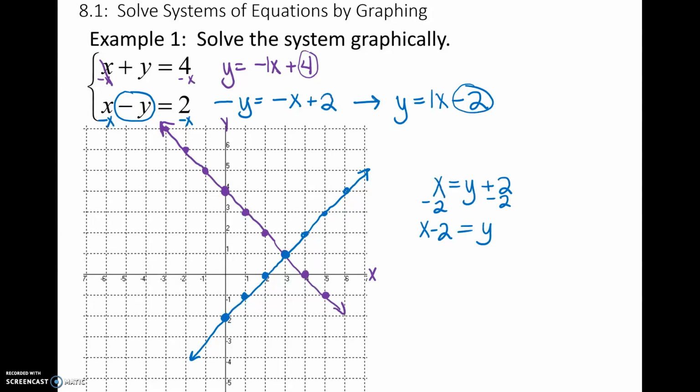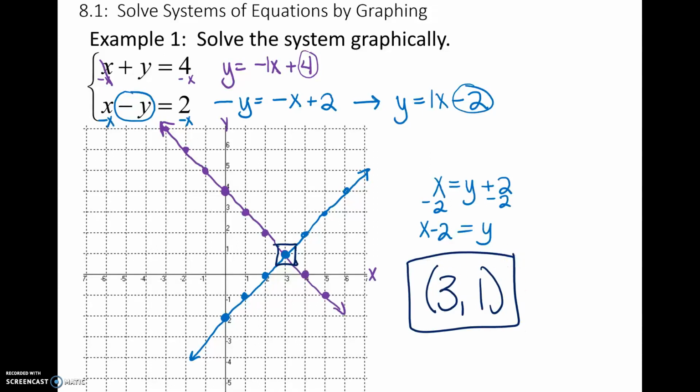Now, you are not done until you have stated the solution to the system. The solution is the point where those two lines meet. So our solution is the coordinates (3, 1).